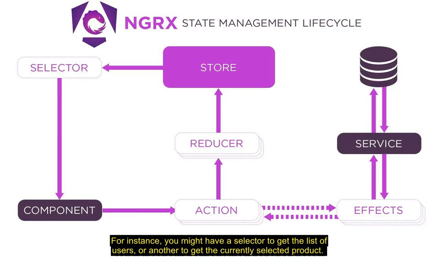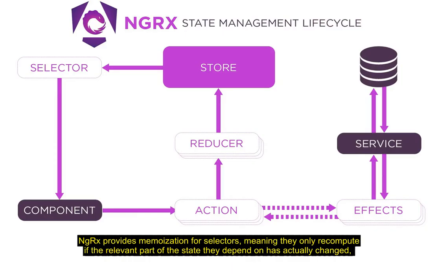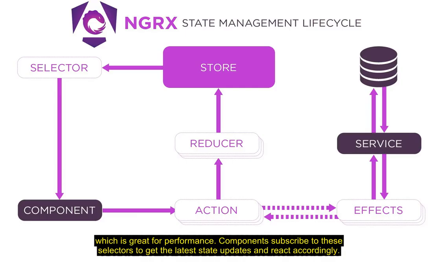For instance, you might have a selector to get the list of users, or another to get the currently selected product. NgRx provides memoization for selectors, meaning they only recompute if the relevant part of the state they depend on has actually changed. Which is great for performance. Components subscribe to these selectors to get the latest state updates and react accordingly.